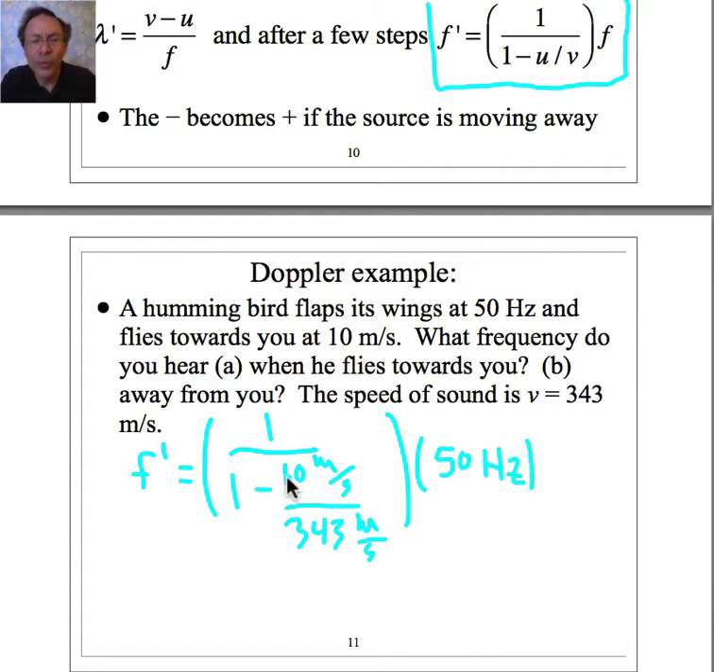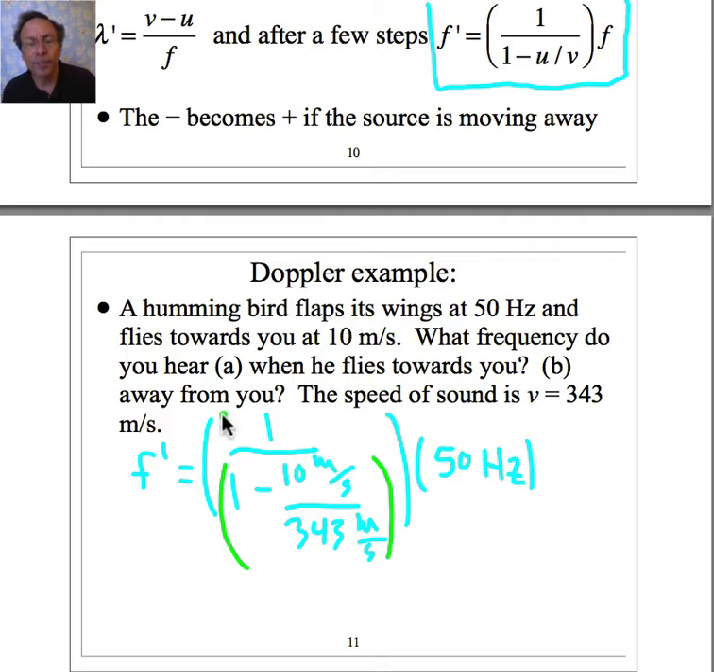Now, when you do this on the TI calculators that I recommended you get, the calculator's smart enough to know that division, 10 divided by 343, is going to come before the 1 minus part of it. So you don't need to put parentheses around this part. But it doesn't know that the denominator needs to be taken care of before doing this division here. So you need to add these parentheses when you're doing the math on your calculator.